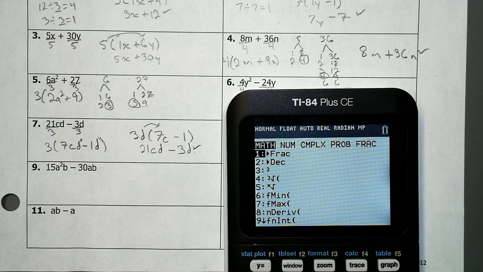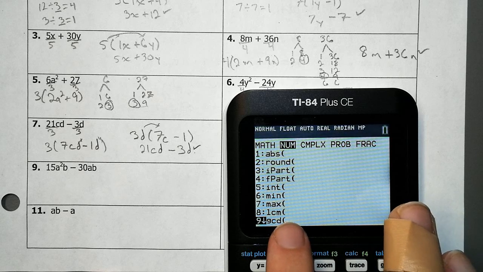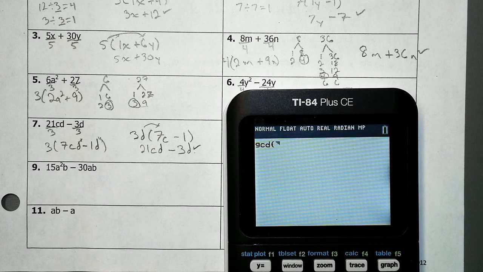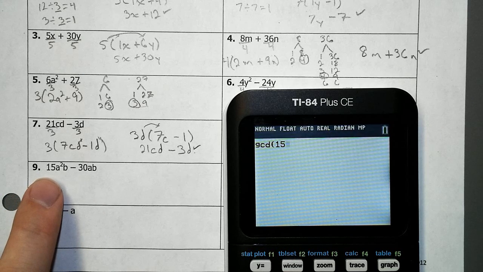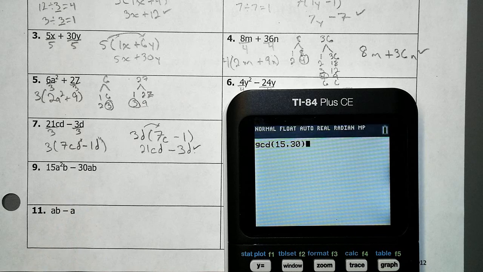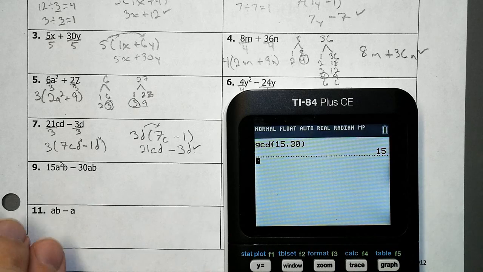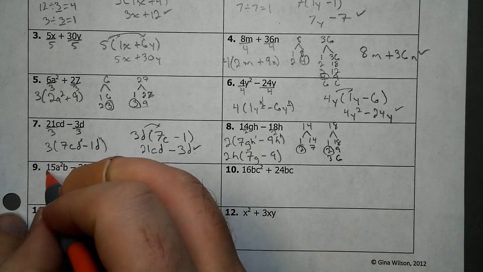If you push math and then go over to the category of number, we can go down to number 9, which says GCD, which is greatest common denominator. Push enter. Now, if we type in 15, our first number, comma, and then our second number, 30, and close our parentheses, it'll find the greatest common denominator for both of those, or the greatest common factor. Push enter, and it says 15. So we're going to divide both of these by 15.